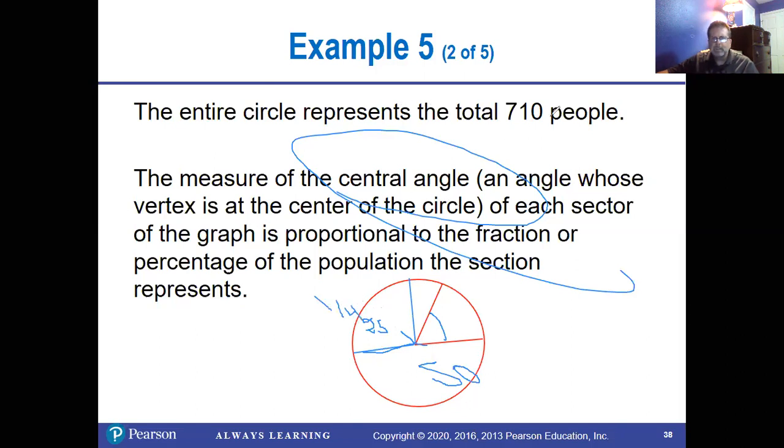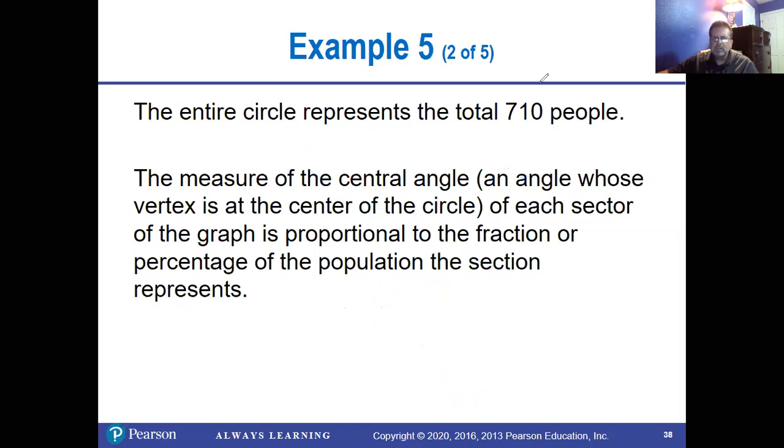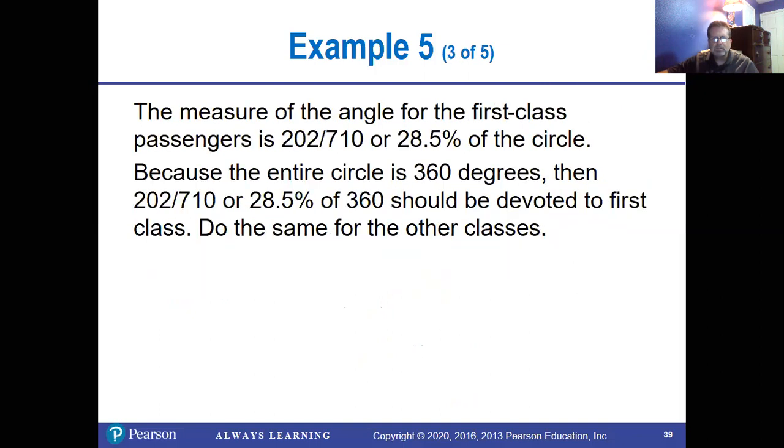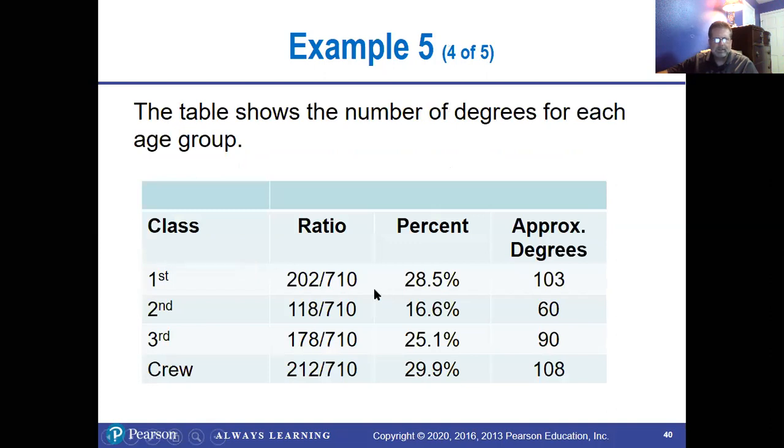And you guys being elementary, you're not going to go real tough in depth on these, but in terms of really weird numbers, it says the measure of the angle of the first class passengers is 202 over 710. That's 28.5% of the circle. Because the entire circle is 360 degrees, everything should add up to 360 degrees. You do that for all the classes: the deaths of the first class, second class, third class, and crew.